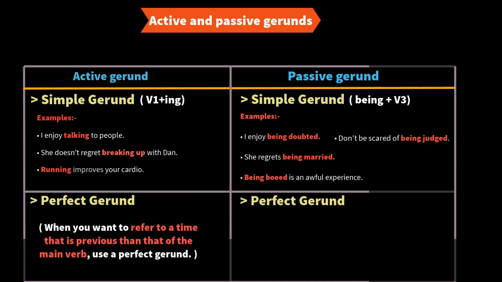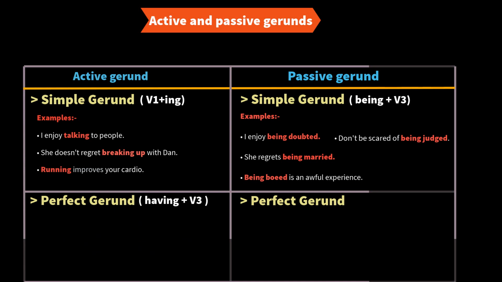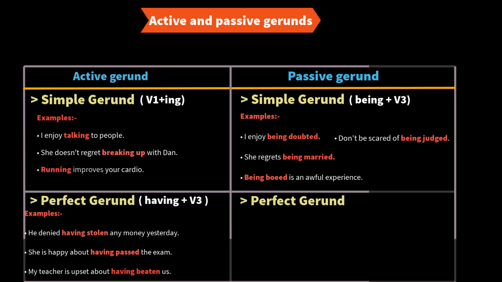You will always have a main verb in your sentence. The gerund is always going to work as a noun. So an active form of a perfect gerund looks like having plus third form of the verb. Having plus past participle. Alright. So we have some examples. Let us look at these examples.